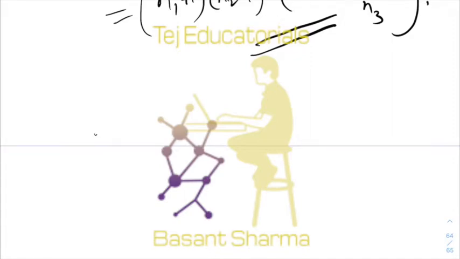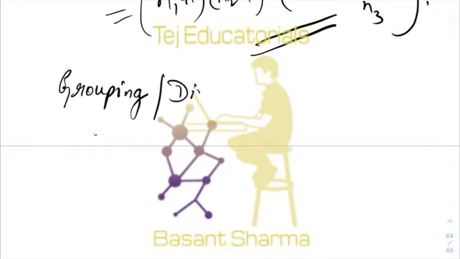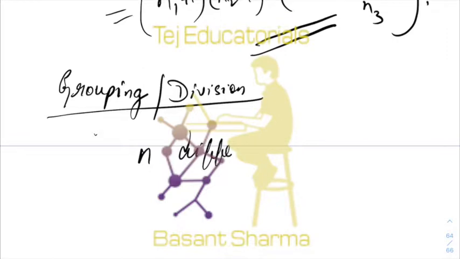So let's start with the next topic, which is grouping slash division. The basic idea of grouping is that suppose you have n different objects, and you want to divide them into R groups.